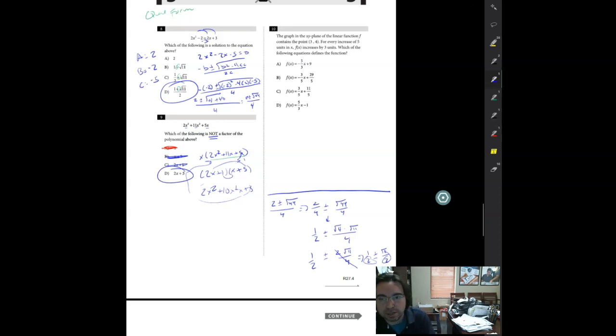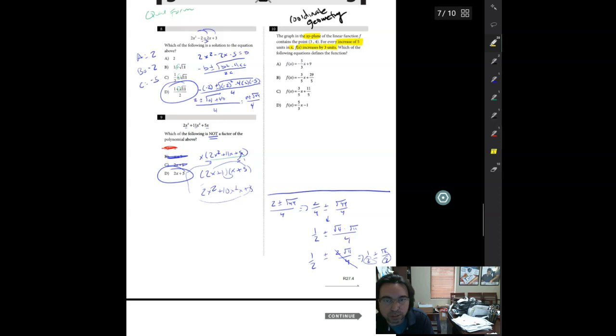Okay, looking at number 11, we see we have a function. This is actually a coordinate geometry question. Anytime that we see anything that's in the xy plane, that's a coordinate geometry question. And it's saying that the linear function contains the point (3, 4). So we know that is a solution to the function for every increase of 5 units in x. That is saying f of x, or essentially y, same thing, increases by 3 units.